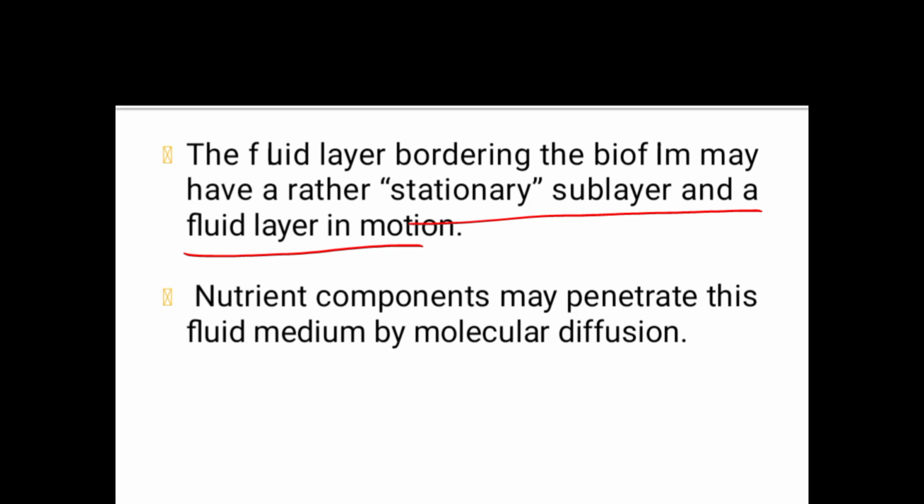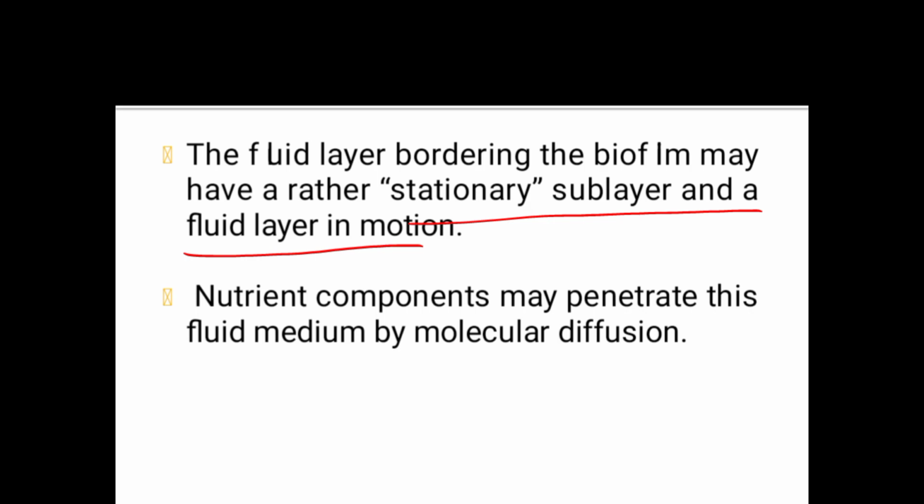Now the stationary sublayer is very close to the biofilm, and the fluid movement is minimal; you can consider it almost a boundary layer. Fluid layer in motion means the outer part where saliva and other fluids flow freely. This is influenced by chewing, talking, and swallowing. So the fluid layer is in motion because its outer part is exposed to the saliva.